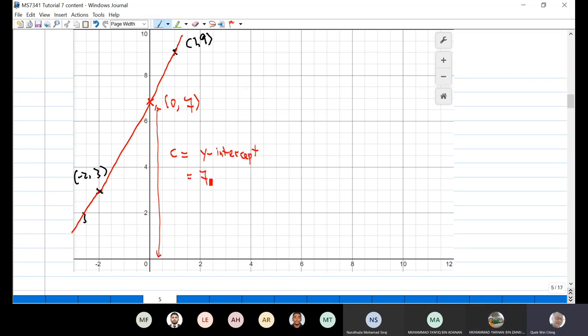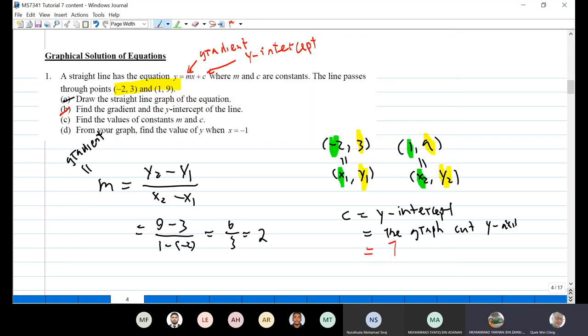This case equals 7. So I can get the answer C, the y-intercept is equal to 7. This is part B. Find the value of constant M and C. So actually repeat the question. M equal to 2, C equals 7.